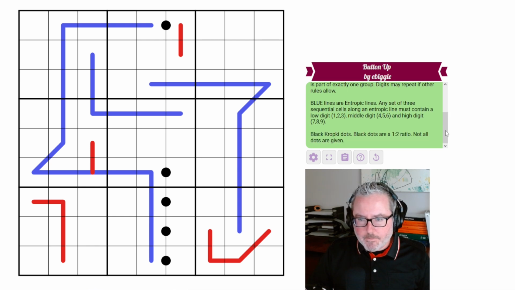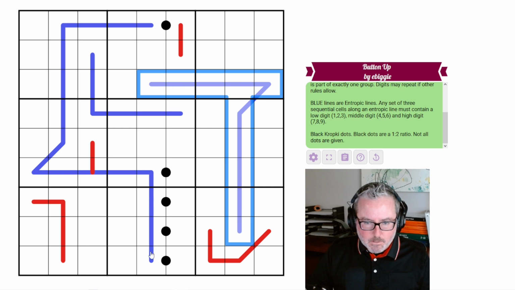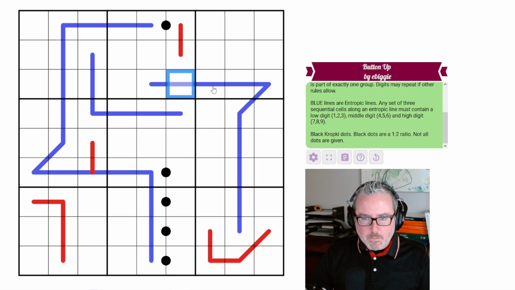Now, after that, we've got blue lines are entropic lines. So any set of 3 sequential cells along an entropic line must contain a low digit, 1, 2, 3, a middle digit, 4, 5, 6, and a high digit, 7, 8, 9. So all of these other lines are the blue entropic lines. So if this was low, middle, high, it would have to continue that pattern. So low, middle, high, low, middle, high, low, middle, high, etc.